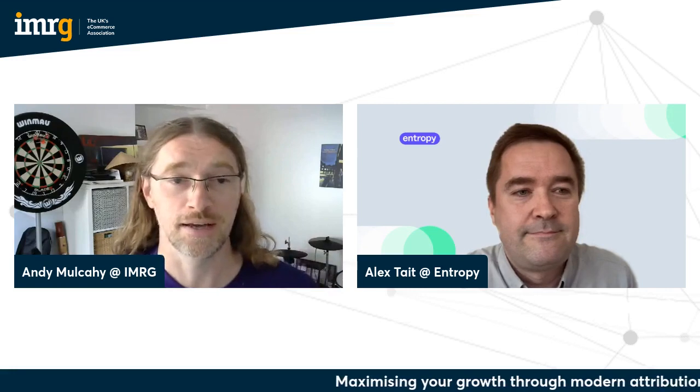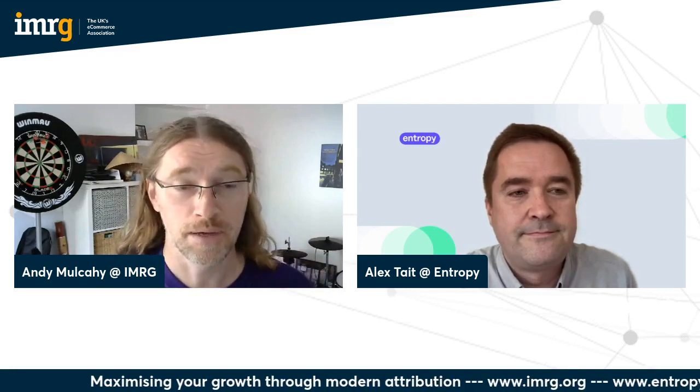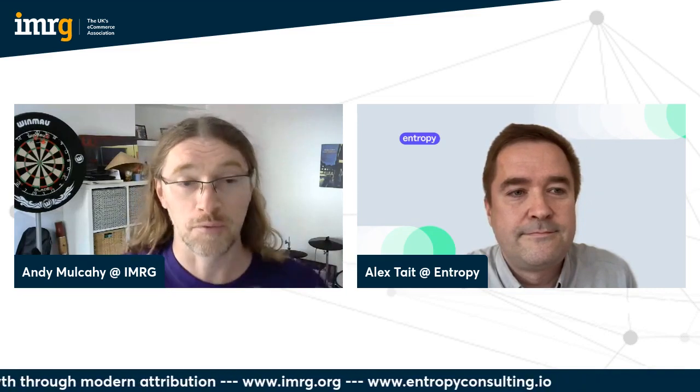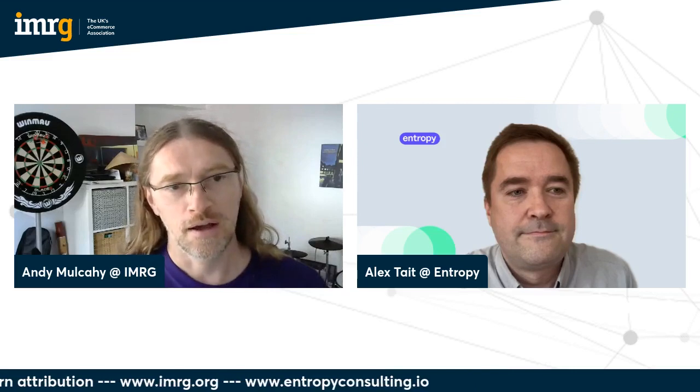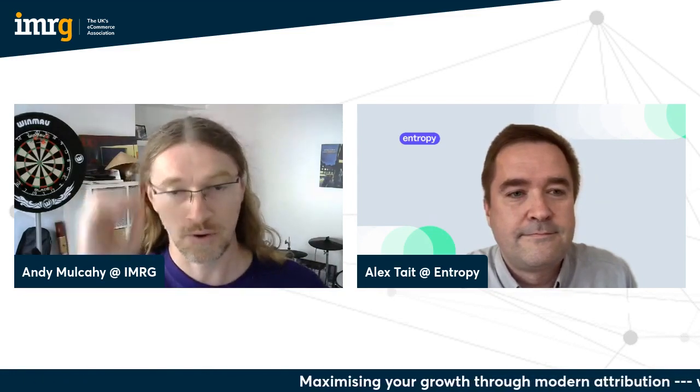So there's been a big change in how we measure stuff recently, in that GA4 has become the standard thing that people are using for analytics. And that's brought in quite a big move towards more data-driven attribution, away from last click. So we need to think about that stuff quite a lot more. So Alex has joined us from Entropy to give us some tips about how you can modernize and maximize the amount of growth you get through these models.